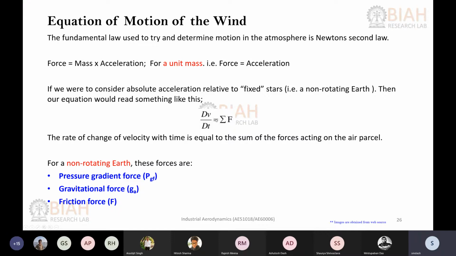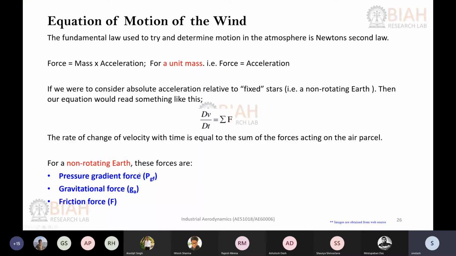So dV by dt will be equal to the summation of all the forces that the air parcel is experiencing. Here V is the air particle or air parcel velocity. When I say air parcel, it has a standard mass and a standard volume. Let's say the volume of the air parcel is dx, dy and dz. It's a very elementary volume, infinitesimally small.